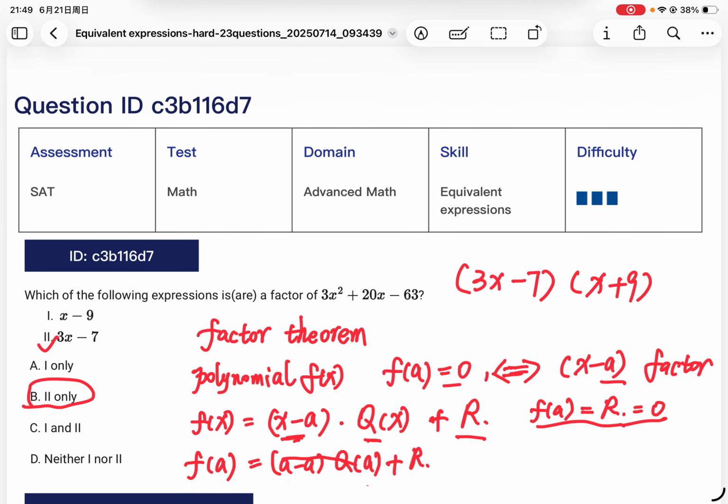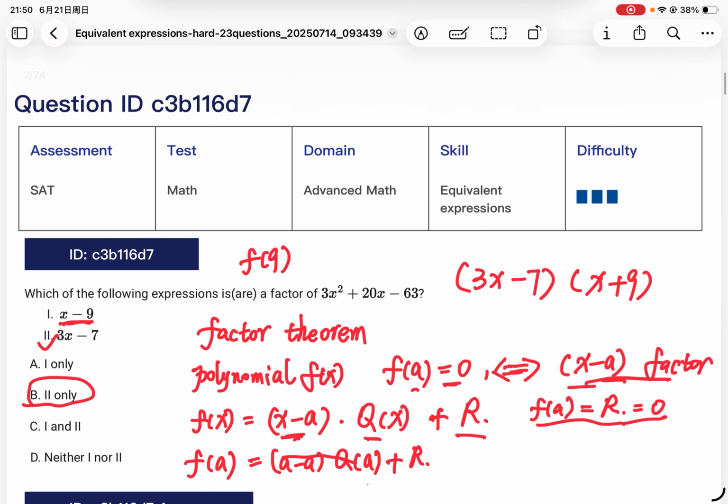Let's check the answer x minus 9. If x minus 9 is a factor here, we should plug in the number and check whether f(9) is equal to 0. We can use our calculator: 3 times 9 squared plus 20 times 9 minus 63. This doesn't equal 0, so it's not a factor of this polynomial.